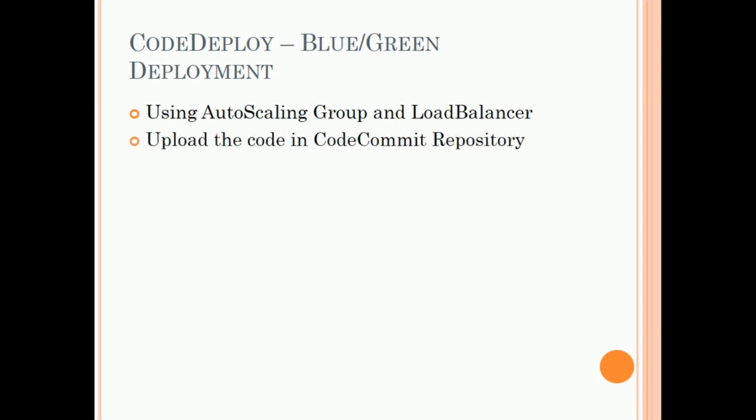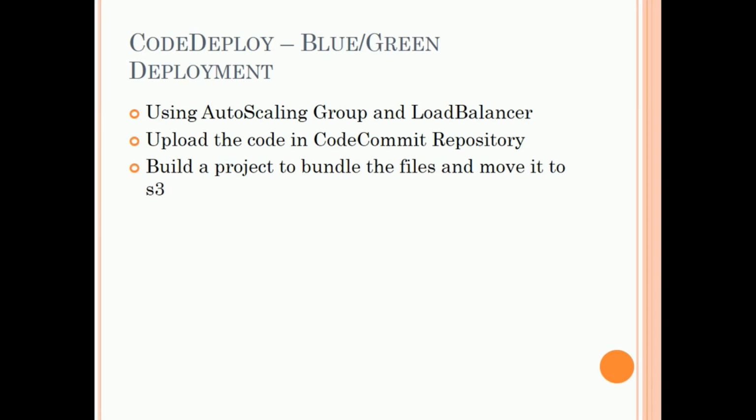After that, we will upload the code in our CodeCommit repository, and then we'll build a project which will bundle all the files from the CodeCommit repository and move it to the S3 bucket. And then we will develop a deployment project which will fetch the file from the S3 bucket and will deploy an application in our auto scaling group. So let's see how it works.